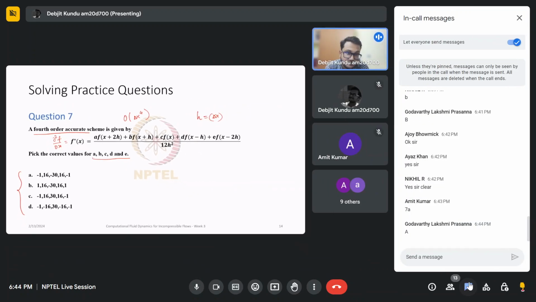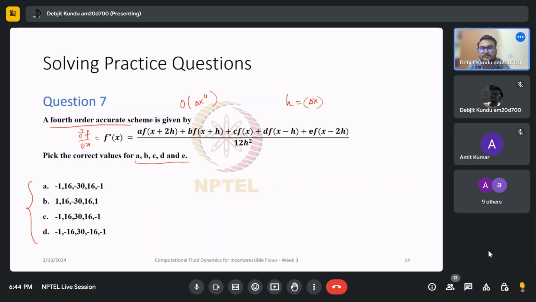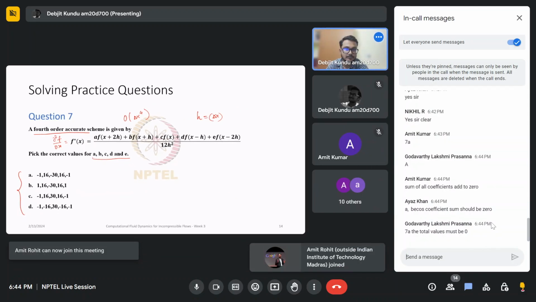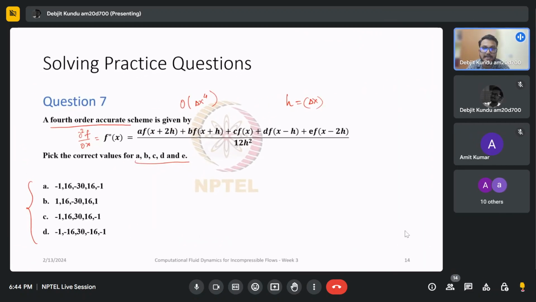And you have to tell me the reason as well. So two of you already said it's option A. That's okay. But what is your reasoning behind it? Yes, correct. So all of you who are writing that the sum of the coefficients should add up to zero, that is the property which is followed by these discretization schemes again and again. There must be some logical explanation as to why, but this behavior is always followed. So if you take the sum of the coefficients in all these cases, we will start with D, let's say.